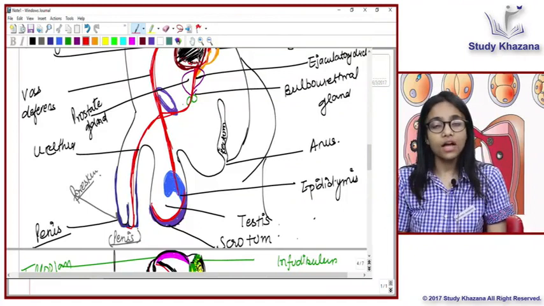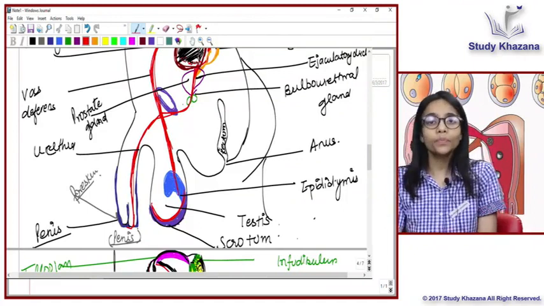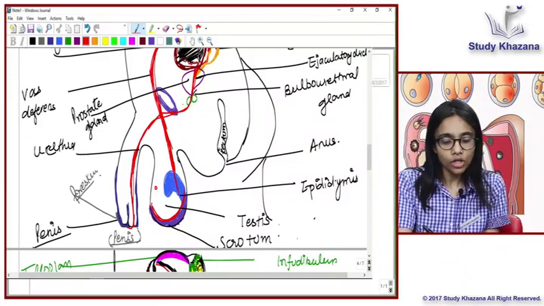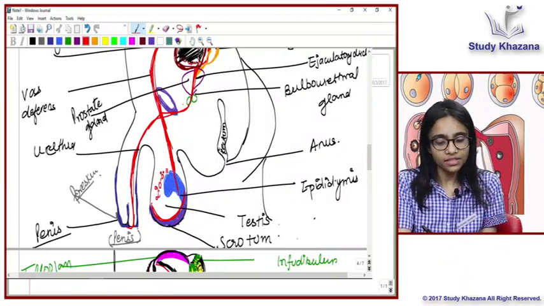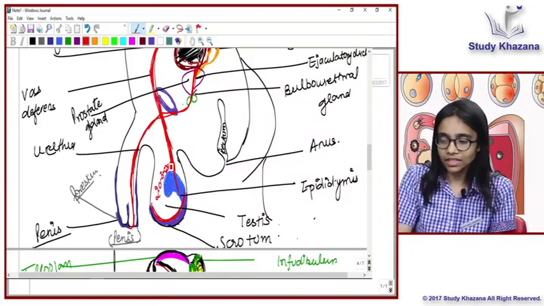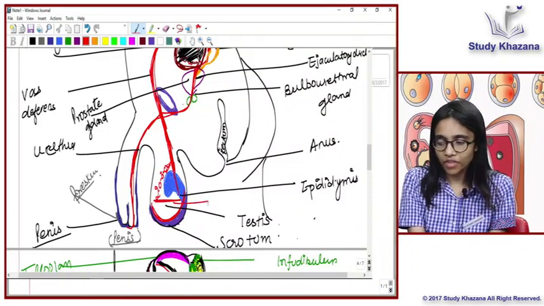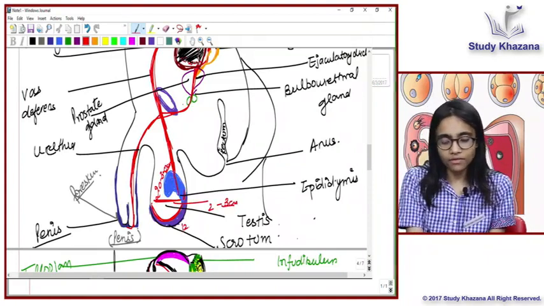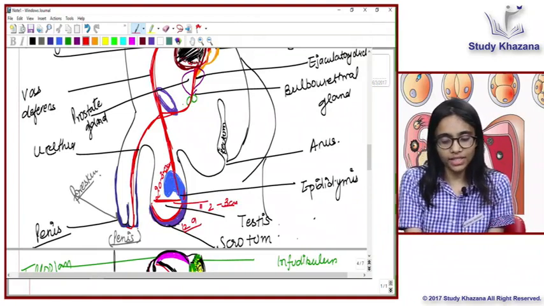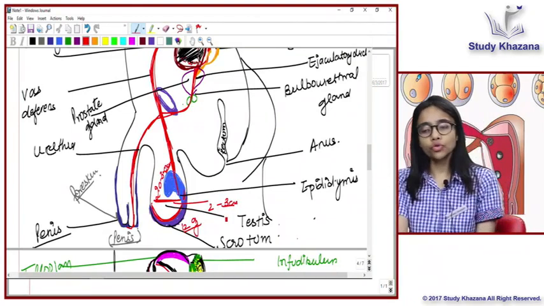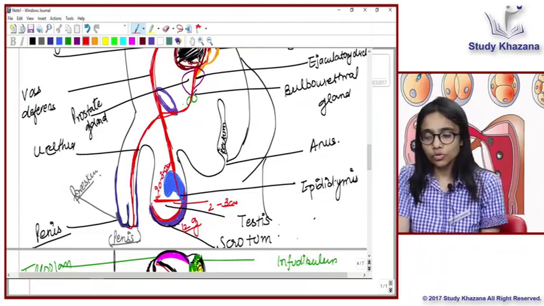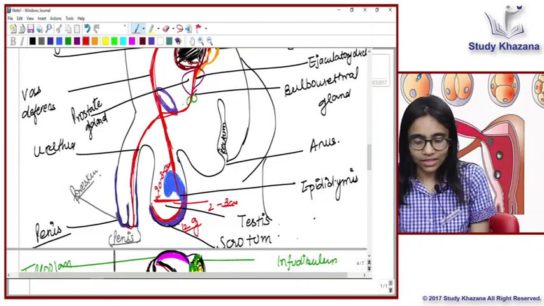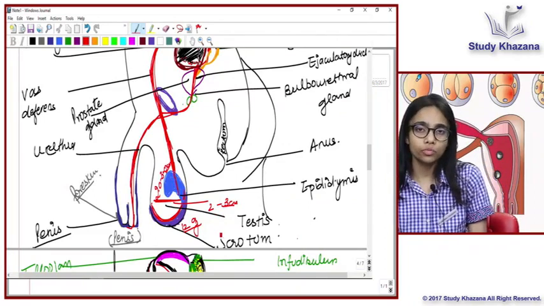Okay, testes are oval, soft, smooth, and pinkish structures. The size in length is around 4 to 5 centimeter, and in thickness and width they are 2 to 3 centimeter. Weight is 12 gram. Width is 2 to 3 centimeter. Height is 2 to 3. Lengthwise they are 2 to 3. Internal to the abdomen, and the spermatic cord is present between them.